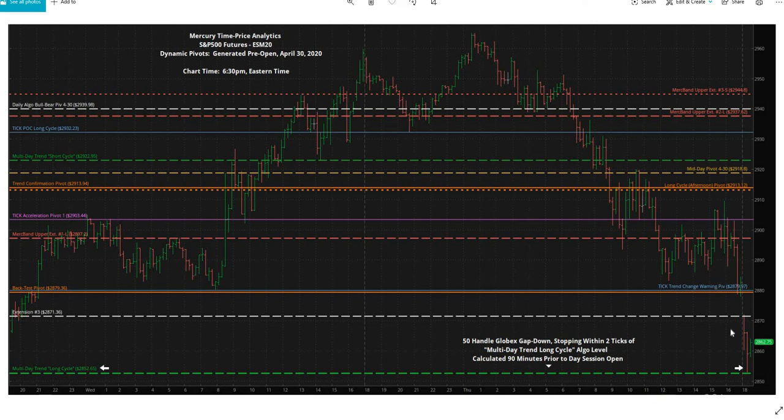Globex, we get a gap down through the tick trend change warning pivot. Now, what's amazing about our algorithms is when we run these in the morning, they not only give us the price level, but they give us the specific name to affix to that level. And there is no other system available for consumers that does that. So now not only do you have the precise pivot levels, but you know in advance what type of behavior to expect when price gets to it.